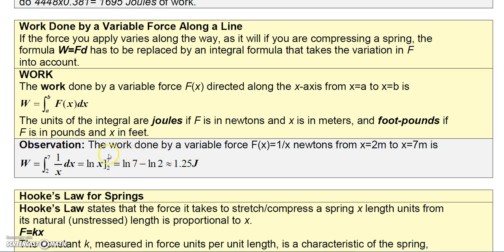An observation: for the work done by a variable force, say 1 over x newtons, from x equals 2 meters to 7 meters, you would simply integrate from 2 to 7 the function 1 over x, and you'd get the natural log of x. We don't need the absolute value because these are positive arguments. So it would be natural log of 7 minus natural log of 2, which is about 1.25 joules.